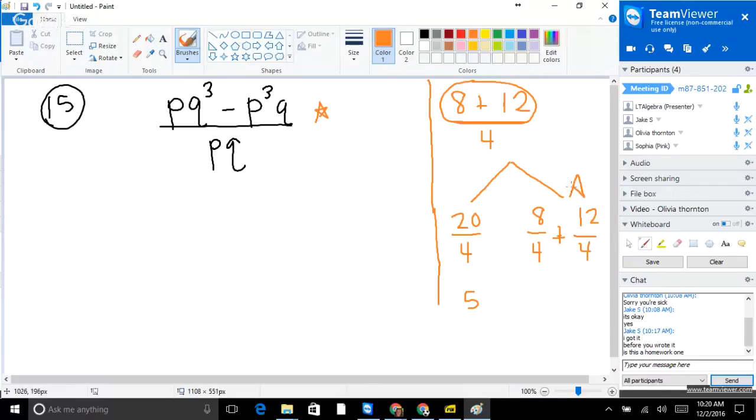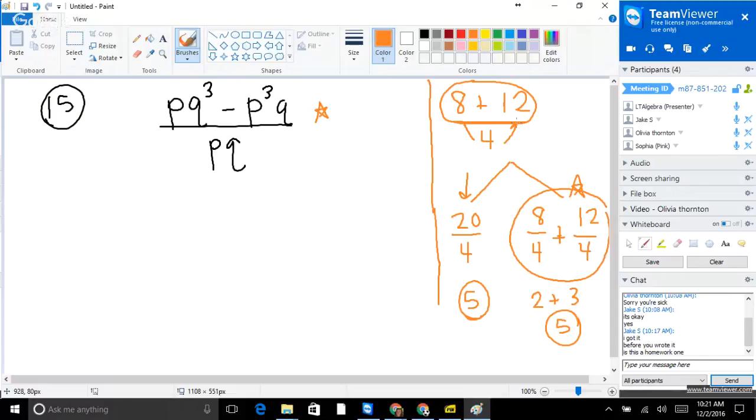So 8 divided by 4 is 2. 12 divided by 4 is 3, and 2 plus 3 is 5. So I just wanted to show you that this method works. Obviously, you're probably going to use the first method if you have whole numbers, but with the second method, when you have an addition problem at the top, you can divide each item in the numerator by the denominator, and it's the same. So let's see if you can transfer that over to here.